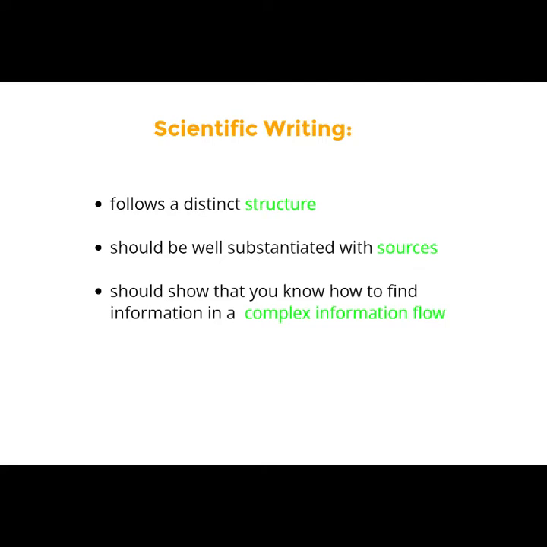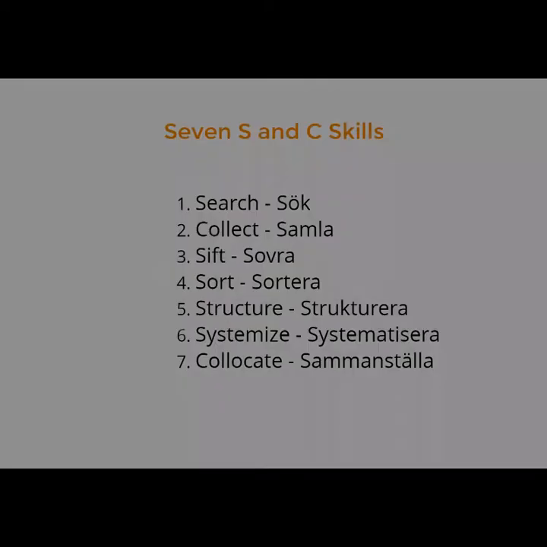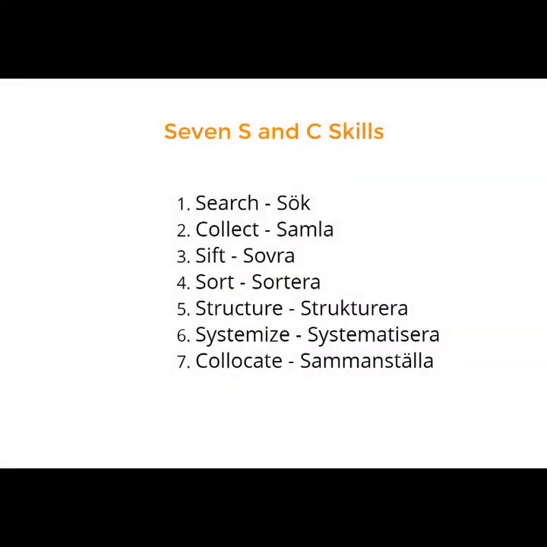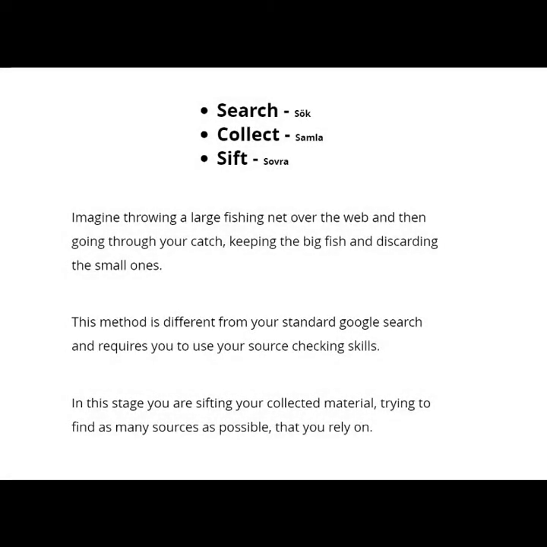We know that you have worked with your gymnasiearbeten, and you're good at that, but we're going to introduce what we're calling the 7 S and C skills. As you can see, there are 7 of them here in the list. We have search, collect, sift, sort, structure, systemize, and collocate. Right, and we're going to look a bit closer at the first 3: search, collect, and sift.